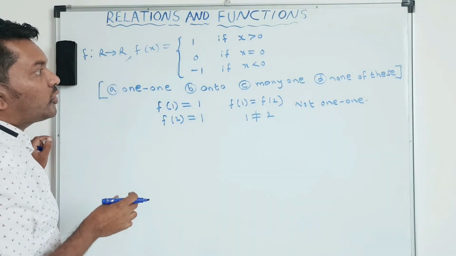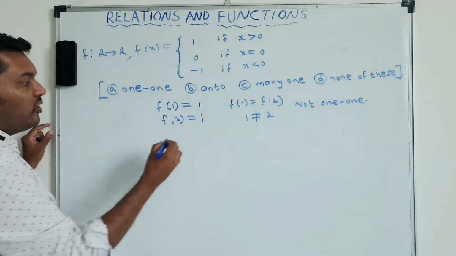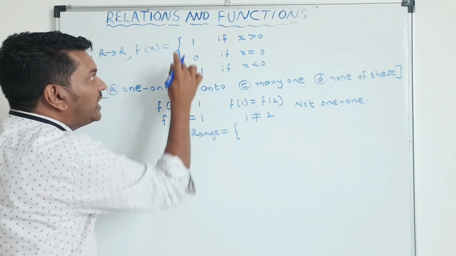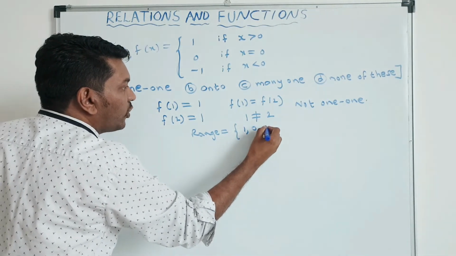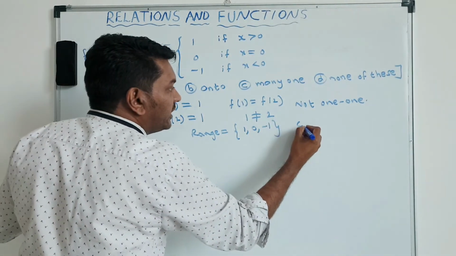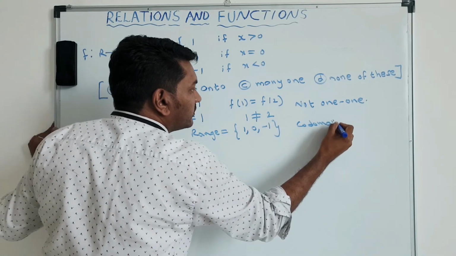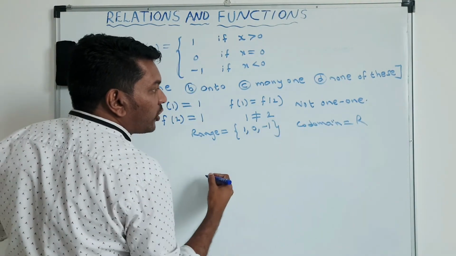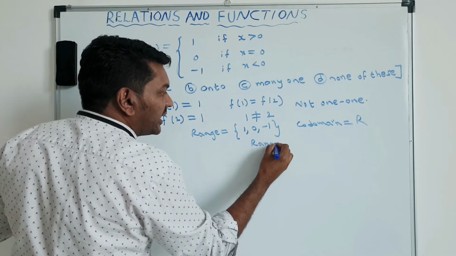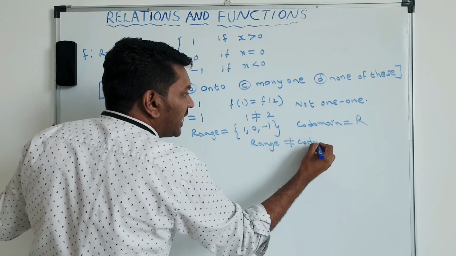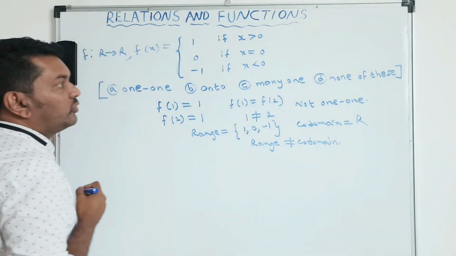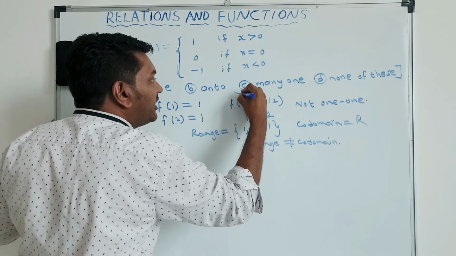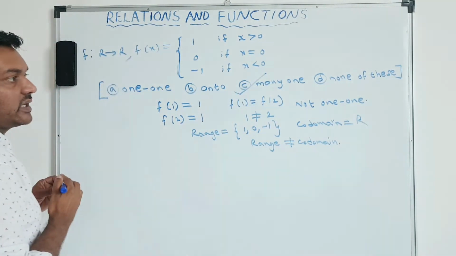Now checking for onto. For being onto, codomain and range should be equal. What is your range? Whatever you put for x, your y value will be only these three. So this is the range: 1, 0, minus 1. But what is the codomain? Codomain is given in the question. This R. Both range and codomain are not equal. Range not equal to codomain. Therefore, it is not an onto function. So, what is the option? Many one. So, it is many one function. Option C is our correct answer.